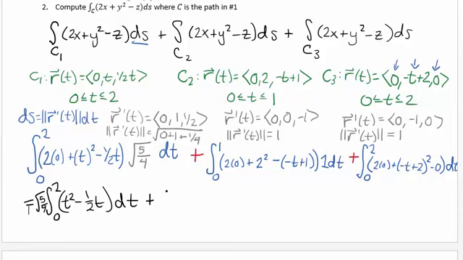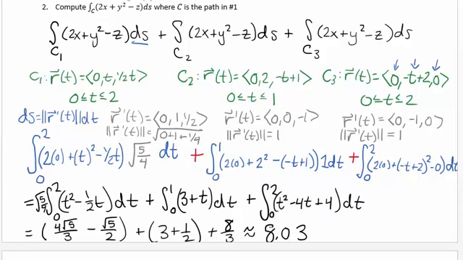So here we are. I computed each one of these. The first one comes out to 4 root 5 over 3 minus root 5 over 2. The second one comes out to 3 plus a half. The third one comes out to 8/3. None of these combine particularly nicely, but if you plug this into a calculator, you get about 8.03 with some other decimals. So you should get this 8.03 value regardless of what parameterization you did.